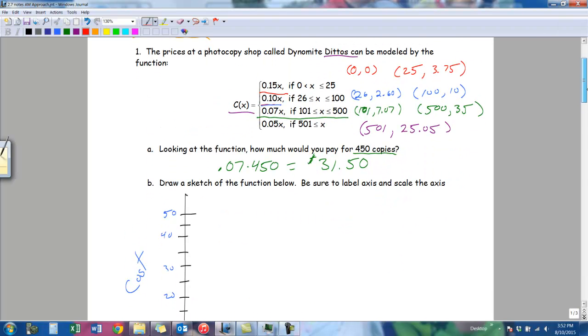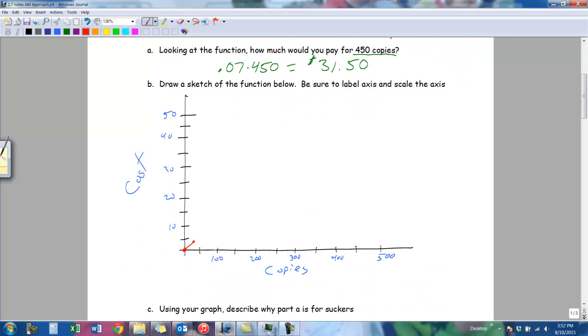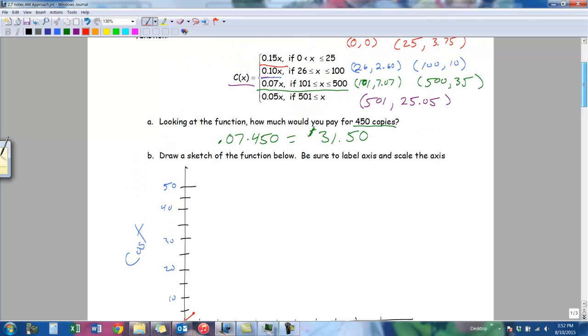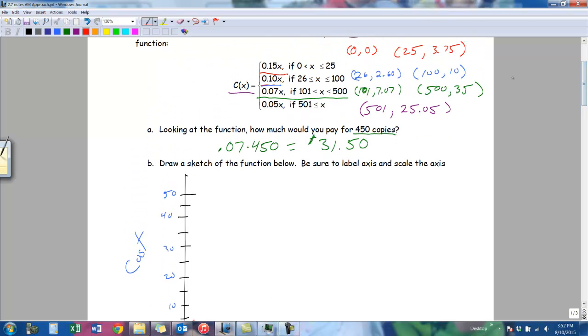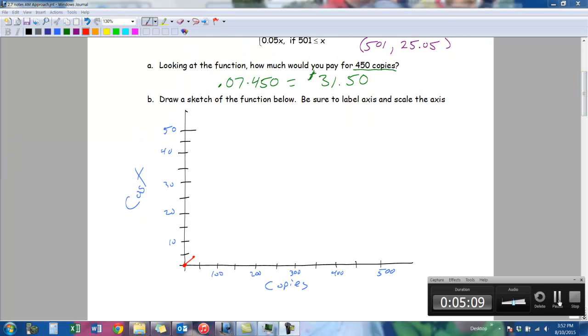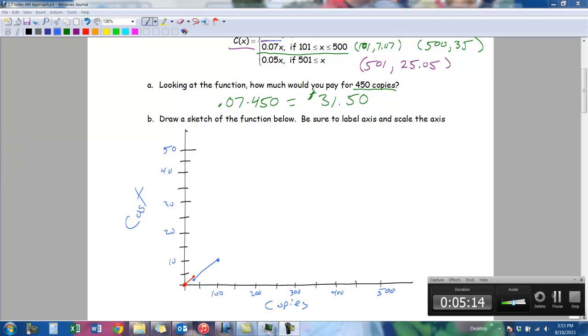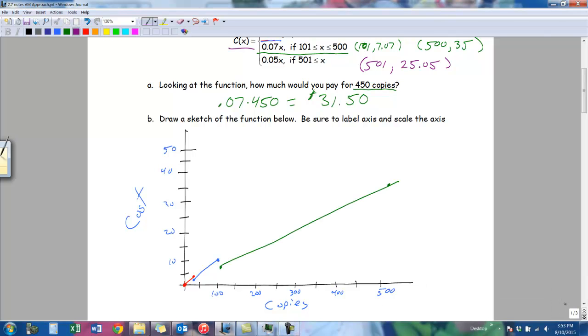So the first section, the red section here, is just a little line, just like that. Now, the next section of the line, the blue section, 26 to 100, would look something like that, which brings us to the third section. The green one is the big one, it looks something like this. And finally, the purple section, 501, would cost $25.